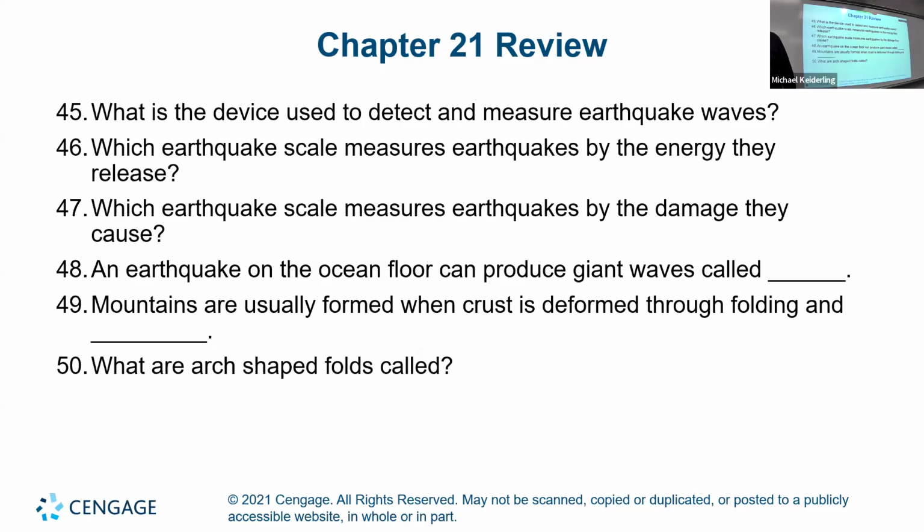An earthquake on the ocean floor can produce giant waves called tsunamis. There are a few other ways you can get tsunamis, but the most common is an earthquake on the ocean floor. Massive landslides can cause them. Volcanic eruptions, things like that.